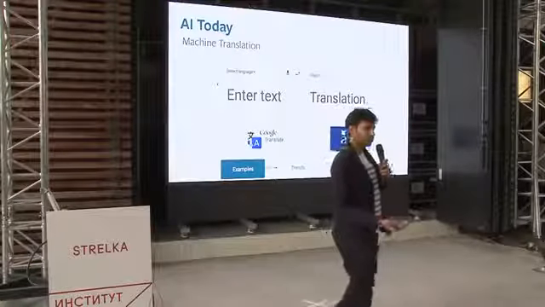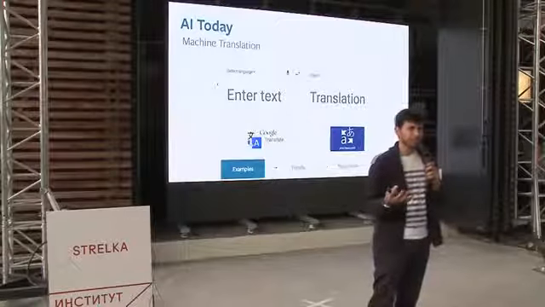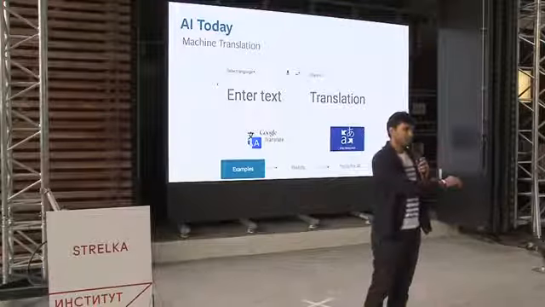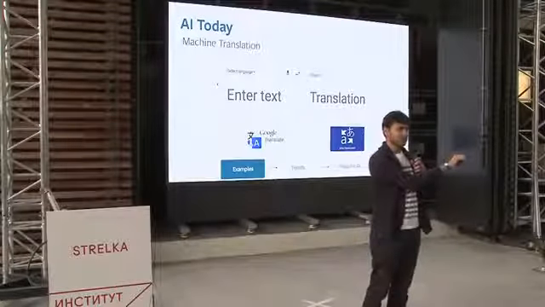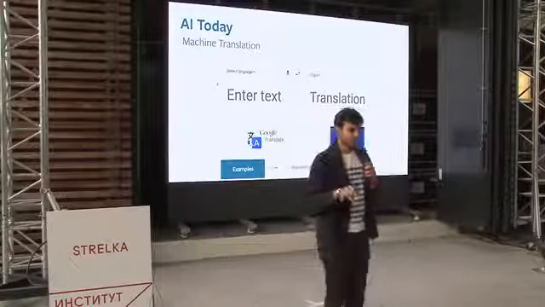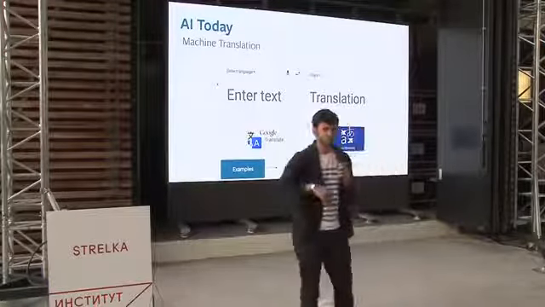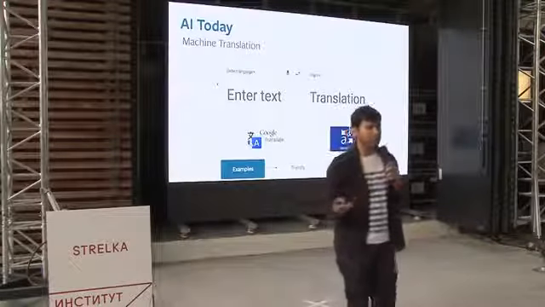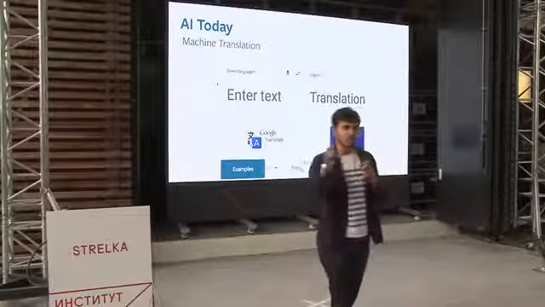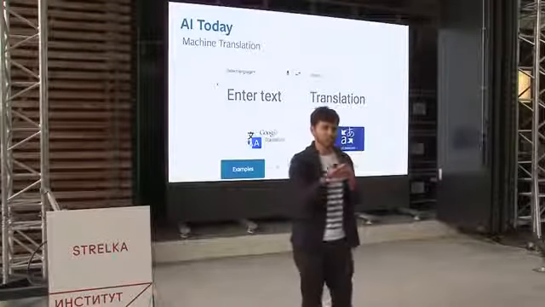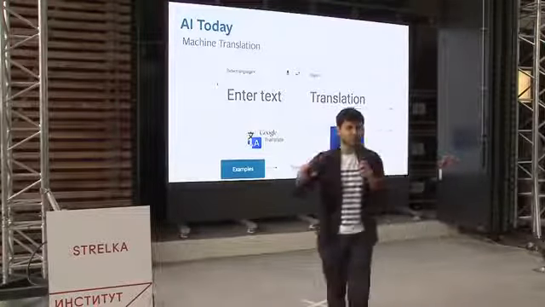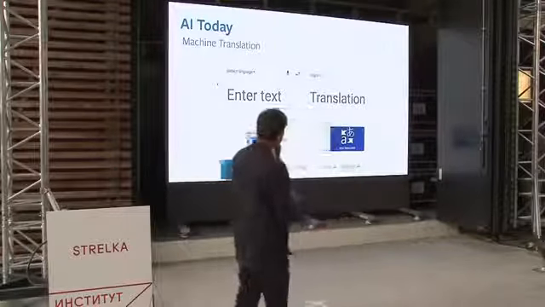Primarily, the way you train these things is that you collect a data set of pairs of sentences. One sentence in English and its corresponding translation in Russian or French. And so you collect millions of pairs of sentences, and then you train a neural network to understand how to map one sentence to another. Just like how Alyosha in his previous talk showed how you can map Monet paintings to regular paintings and vice versa.